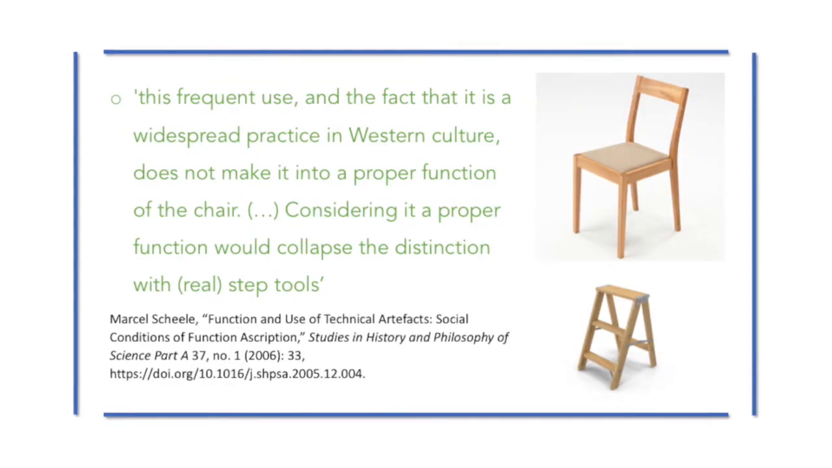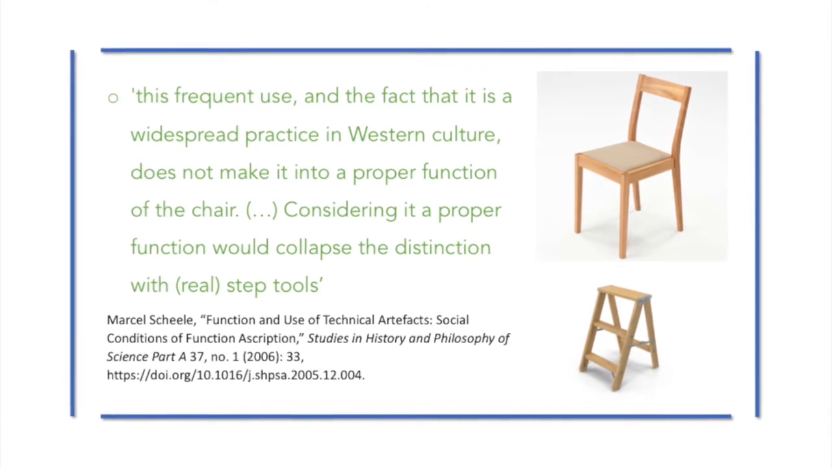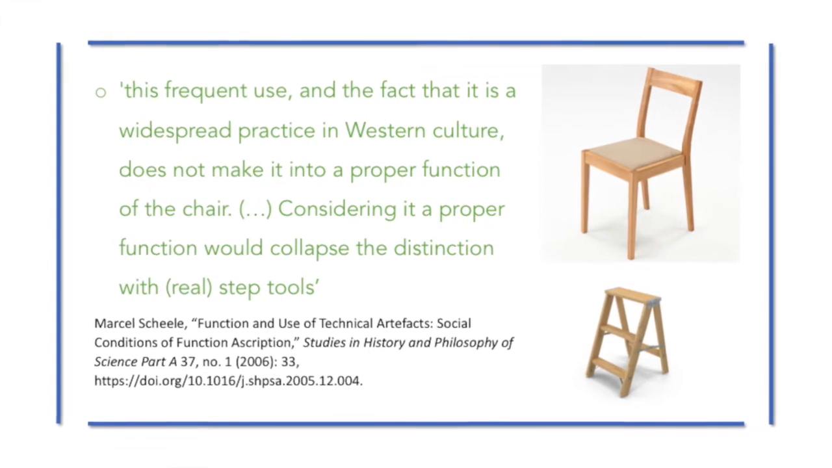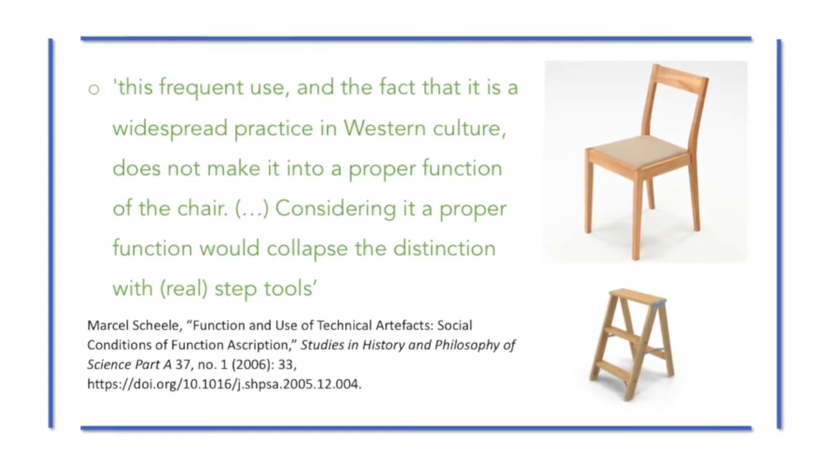A well-known example that has been used by many authors like Beth Preston and Daniel Dennett is about chairs. At first sight, chairs are relatively simple artifacts. Everyone knows how a chair looks, even though chairs have many different forms. Their proper function is to sit on them, but often we use them as ladders to reach higher. Although many authors argue that this improper use doesn't make standing on chairs a proper function, because that would just collapse the distinction with real ladders.